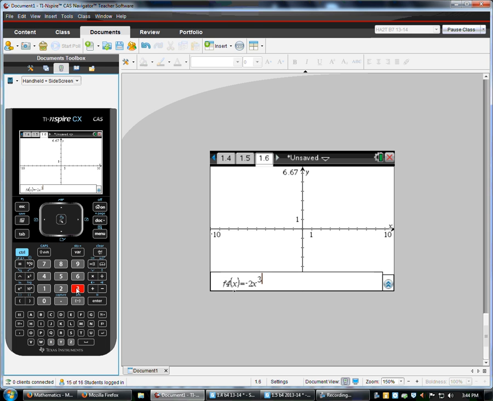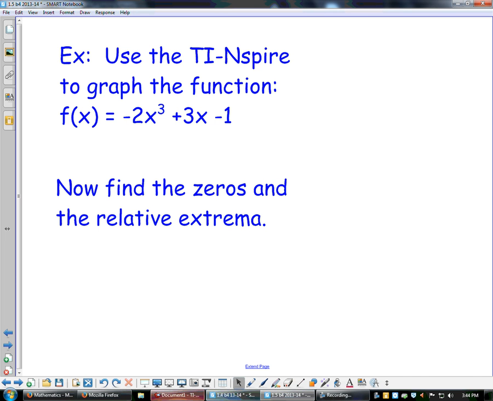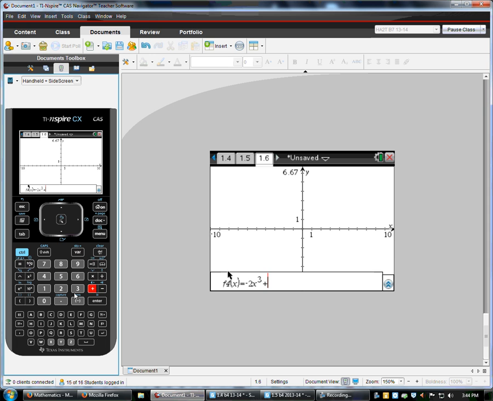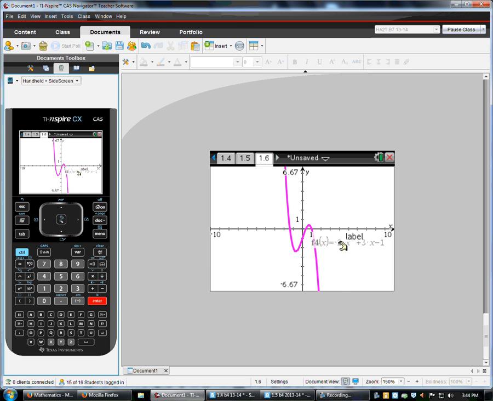But I do want to give you a little heads up that right now I'm still locked into the exponent, so I need to get out of the exponent. So I'm going to do a right click. Now I can type in the rest of what I want, which is plus 3x minus 1, because otherwise the plus 3x minus 1 would be part of that exponent. Okay, so there it is, and when I graph it, the graph looks something like this.